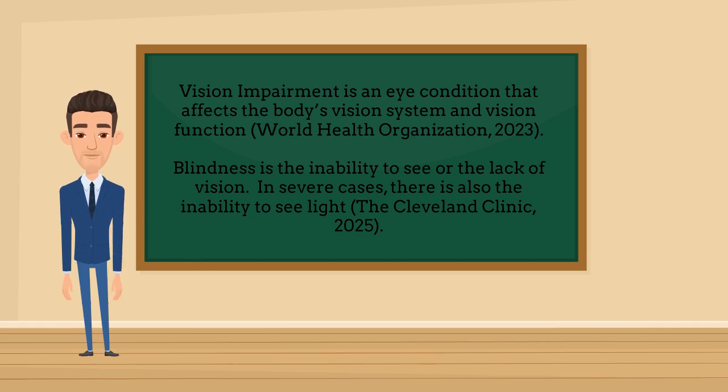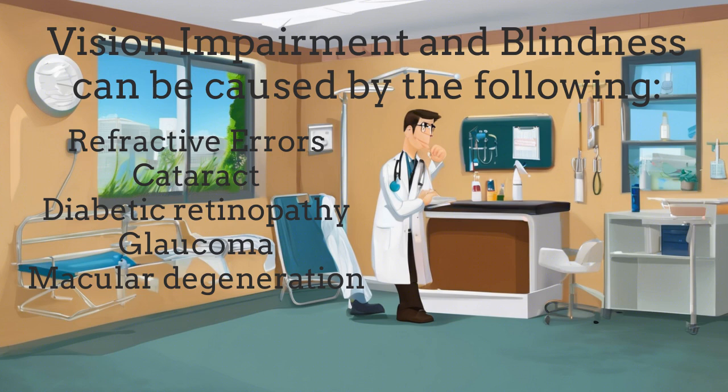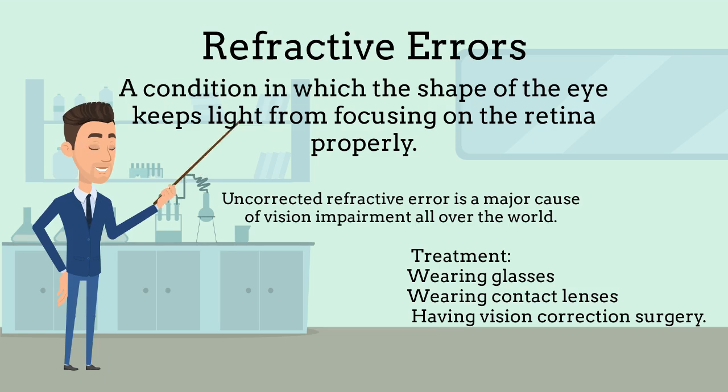To give us a definition of vision impairment, we turn to the World Health Organization, which says that vision impairment is an eye condition that affects the body's vision system and vision function. Blindness is the inability to see or the lack of vision. In severe cases, there is also inability to see light. Vision impairment and blindness can be caused by these five following things: refractive errors, cataract, diabetic retinopathy, glaucoma, and macular degeneration. The next slides will go into detail about each of these five, including causes and fixes to these.